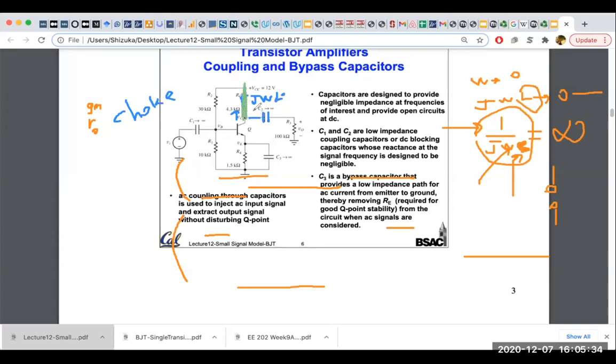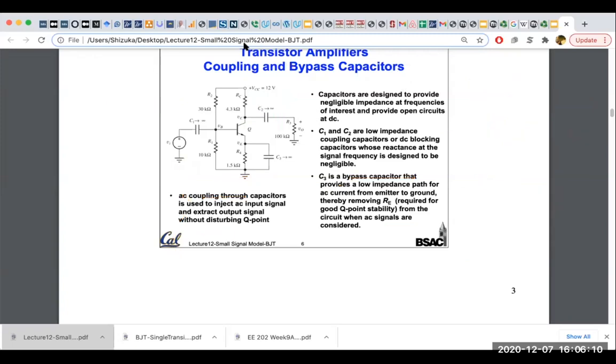for DC. And this is 1 over j omega C. Then you can basically open this, because omega is 0, so this is infinite. So you can open this, and that will be your DC analysis. So now I told you a bunch of different stuff. It became a little complicated. Now let's look at the circuit again, and let's draw AC and DC together.